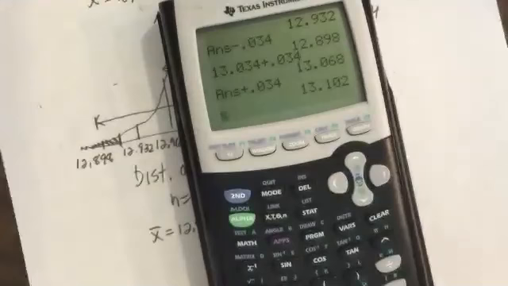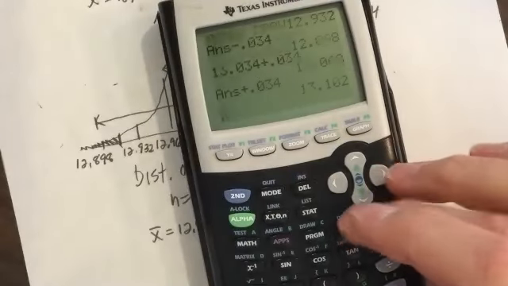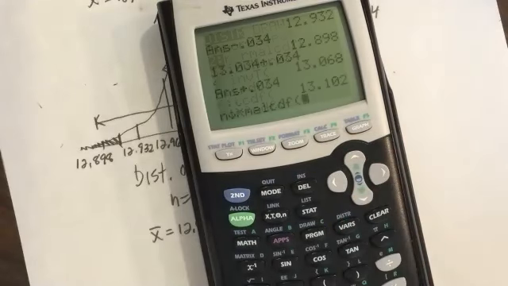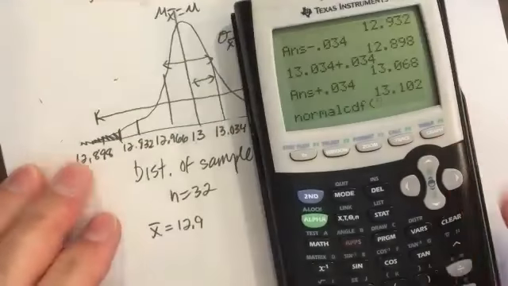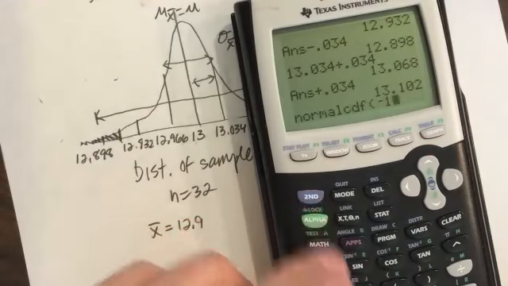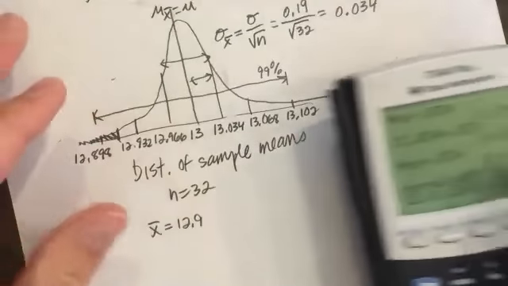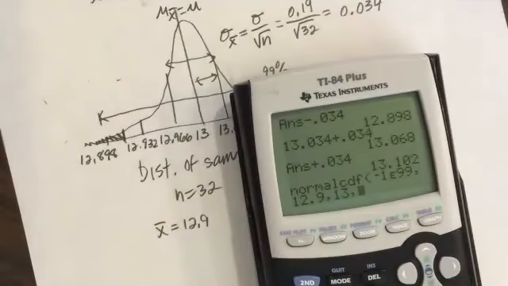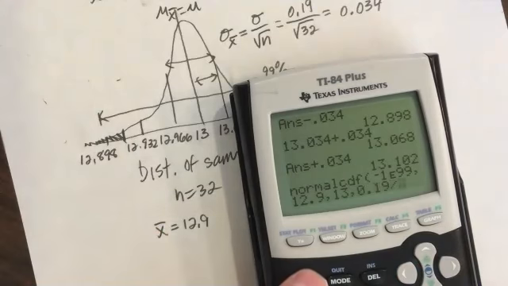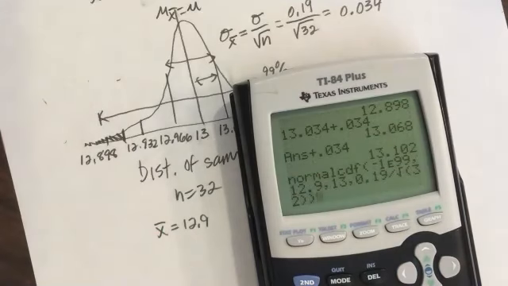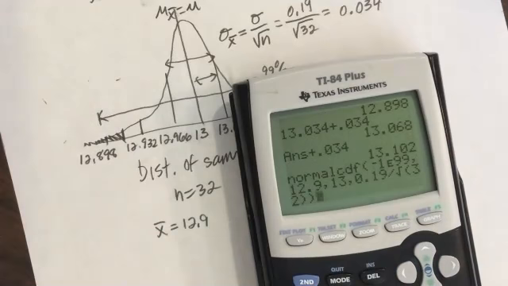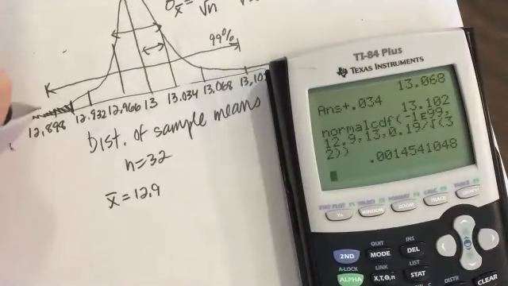To do that, we're going to use the calculator, and we're going to say normal CDF, and we're going to say I want to be to the left. So how about 1E99, all the way to the left, 12.9. And then the mean was 13, and the standard deviation was 0.034. If you want to put it in exactly, instead of rounding it, you can say 0.19 divided by the square root of 32. In other words, just put it in exactly. Pushing return, we've got the area over here, this little bit that's left.